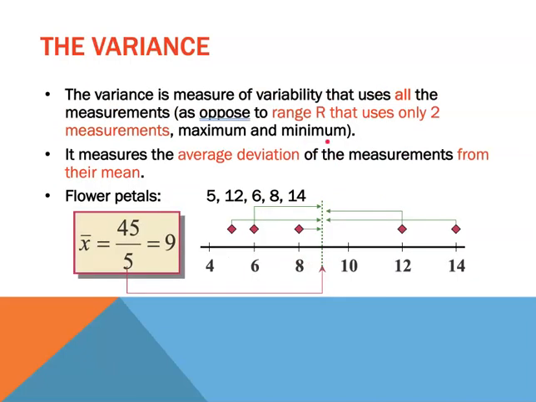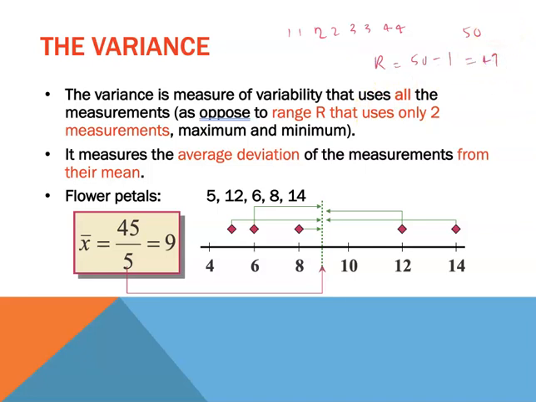Moving on. So next is the variance. The variance is a measure of variability, the word again, that uses all the measurements as opposed to range that only uses 2 measurements. Remember, the range only cares about the maximum and the minimum. It doesn't really care what's in between. So if your data is like 1, 1, 2, 2, 3, 3, 4, 4, and suddenly you have an extreme value of 50, suddenly your range is what? 50 minus 1, that is 49.